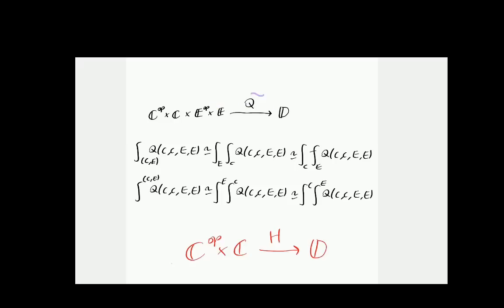Basically, we have Fubini's rule. So if we have a functor like this, then if we do this end over both variables at the same time, that's equivalent to integrating over single variables, either first over C and then over E, or vice versa. And we have a similar result, the dual result, which holds for ends.